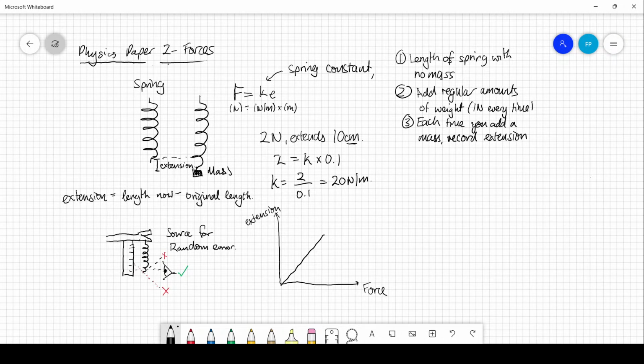However, if you keep adding so many masses on, the spring will eventually deform permanently and it won't change back to its original length. And you can tell it's gone past if you see the line starts to turn into a curve that goes upwards like this. And this point here where it starts to go up is called the limit of proportionality because it stops being directly proportional anymore.